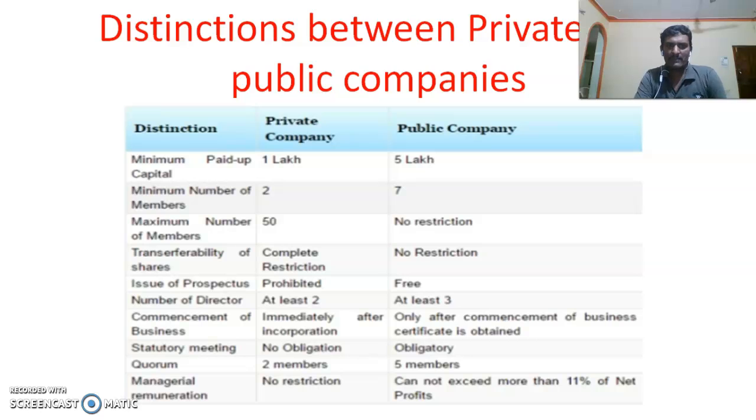Number of directors: in case of a private company at least 2, but in case of a public company it is a minimum of 3. And commencement of business. A private company can commence immediately after incorporation. But in case of a public company, the commencement can be done only after the commencement of business certificate is obtained.